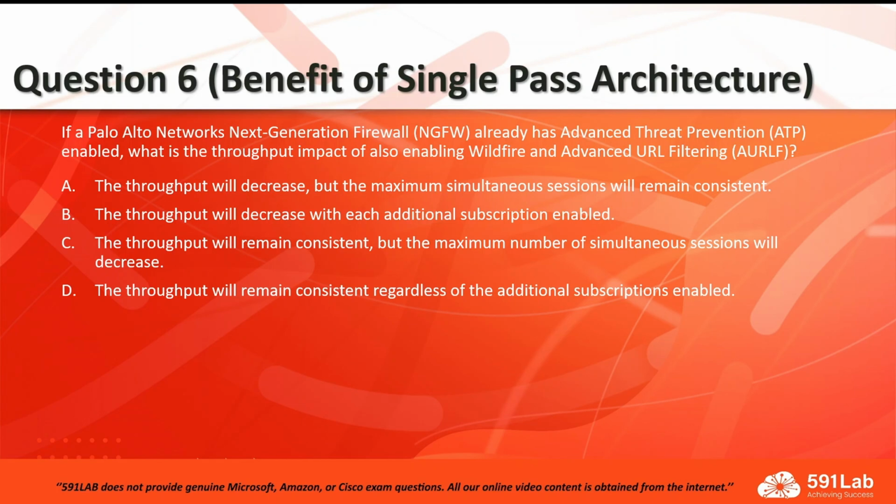Let's go to question number 6. This question is still about the Palo Alto Networks single pass architecture, and the question is as follows. If a Palo Alto Networks next generation firewall, or NGFW, already has advanced threat prevention, or ATP, enabled, what is the throughput impact of also enabling WildFire and Advanced URL Filtering, or AURLF? The options are as follows.